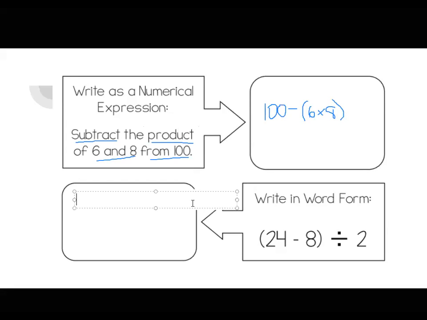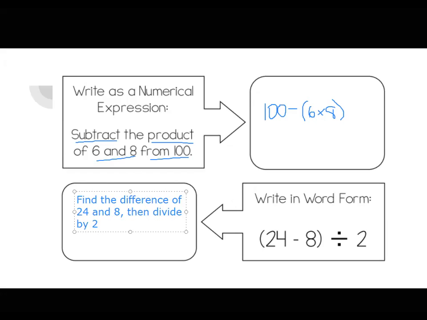All right, now we have to write in word form. So if we look, I see that we have division and we have subtraction, but we do have parentheses, and we want to make sure that we do our parentheses first. So in our parentheses, we're subtracting. And what is another word we could use besides just saying to subtract? We know that the answer to a subtraction problem is finding the difference. So we could say find the difference of 24 and 8, then divide by 2. If we're dividing by 2, that's the same thing as dividing in half also, so that's another way that you could represent dividing by 2.